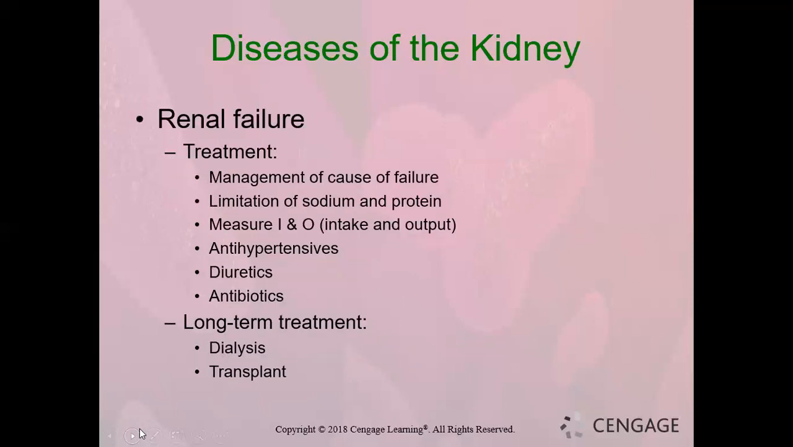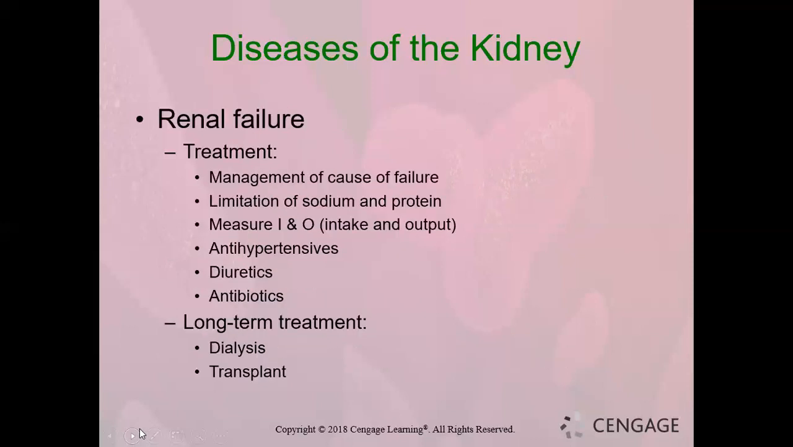They're going to manage the cause of the failure. Why are the kidneys failing? That's what they're going to look at and try to reverse it. They're going to limit their salt and their protein. They're going to measure how much they're drinking and then how much they're urinating. They're going to give them medications to control their blood pressure, diuretics to help them urinate more, and antibiotics. Long-term treatment, they're likely going to need dialysis and a kidney transplant.